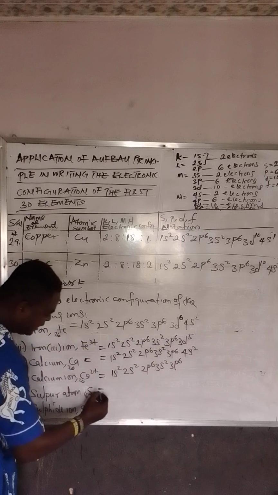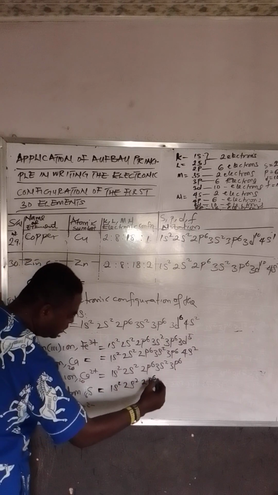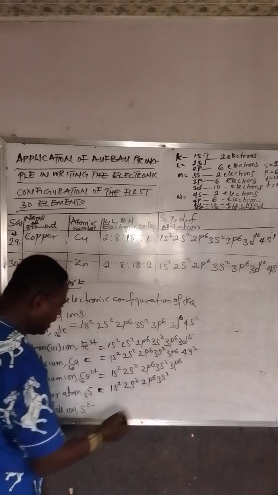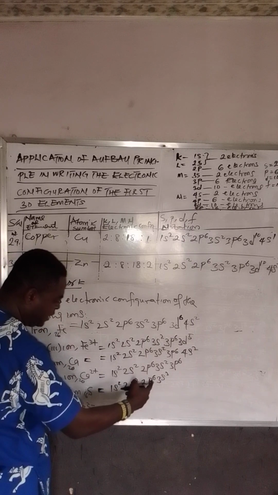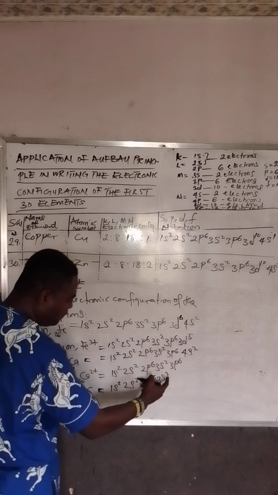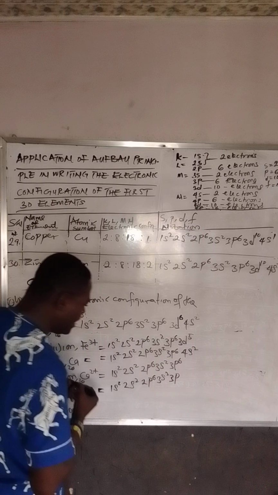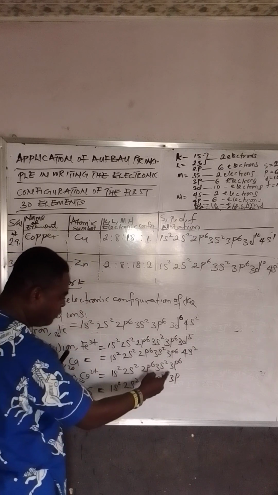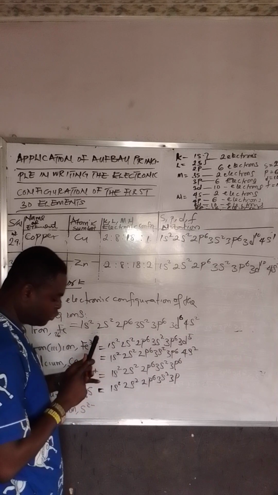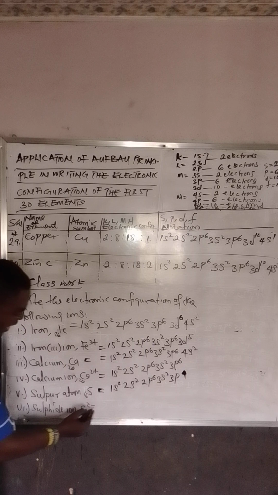Then sulfur, 16, 1s2, 2s2, 2p6, 3s2. Let's see whether it is 16 already. From here to here is what? It's already 10. 6, 7, 8, 9, 10, 11, 12. So then we still proceed to what? 3p. So if this is 6, this is 10, 11, 12, 13, 14, 15, 16. So we need 4. So 4 will stay here. So that is that. But what about sulfide ion?